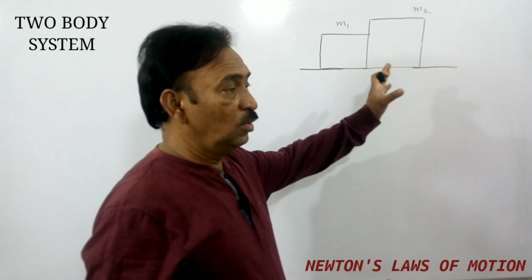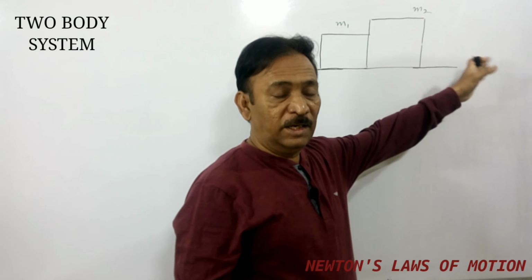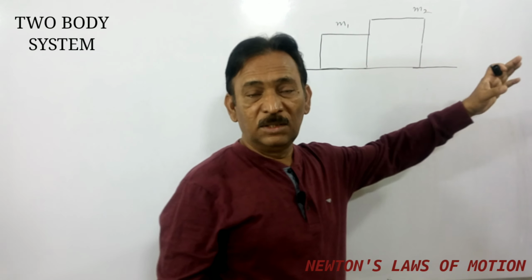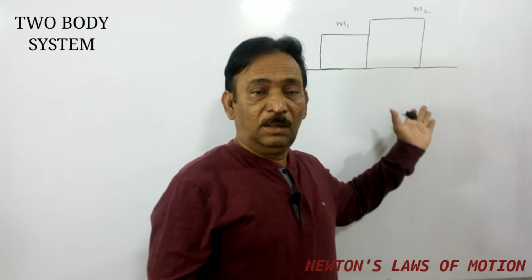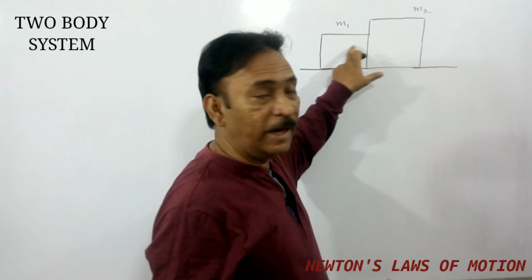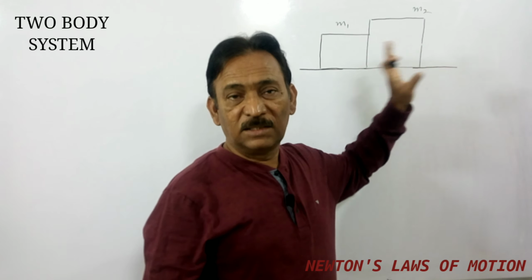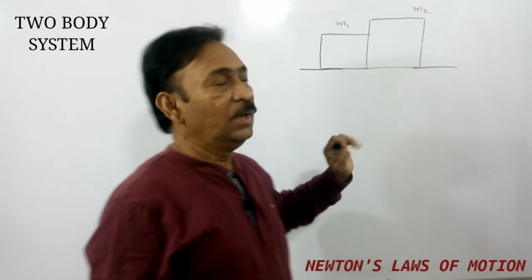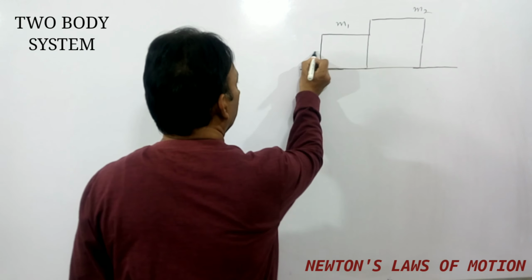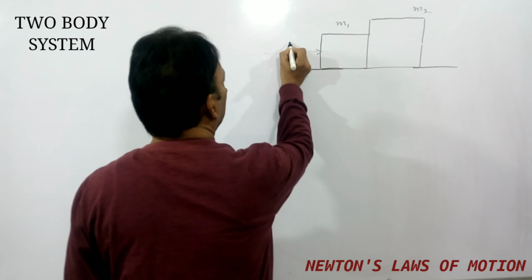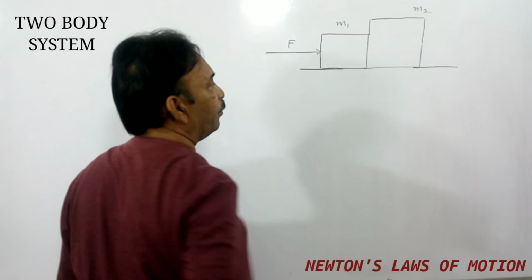Here it leads to numerous problems. You can add one more body to this. In this way you can connect a number of bodies, and every time you will find the tension, the contact force in between the two surfaces in contact, as well as the acceleration of the system. Let's take two bodies and we are applying an external force F on it.